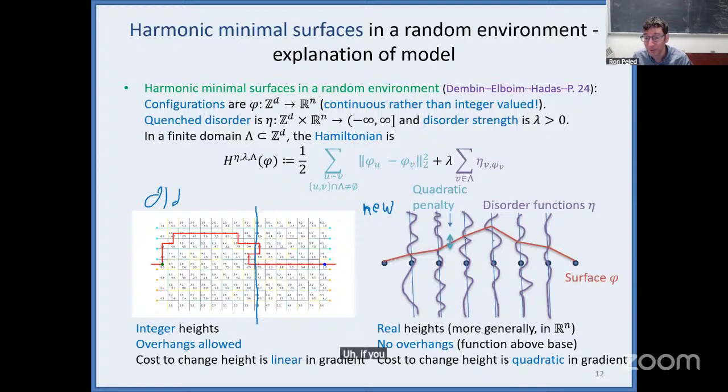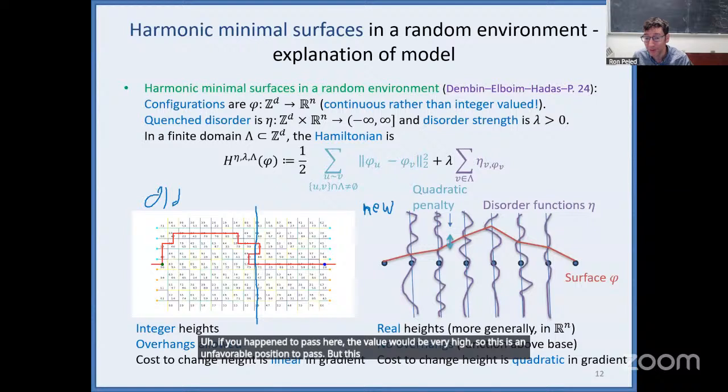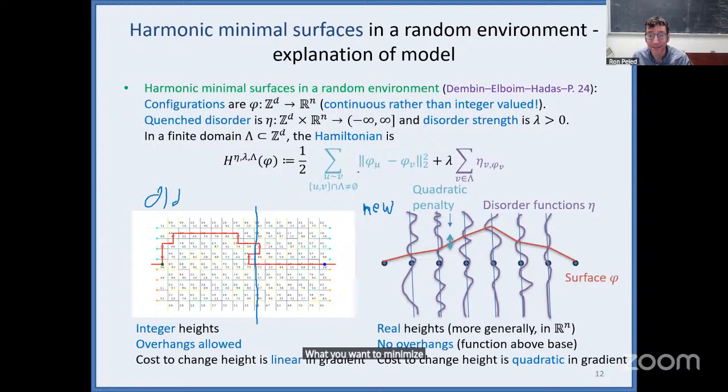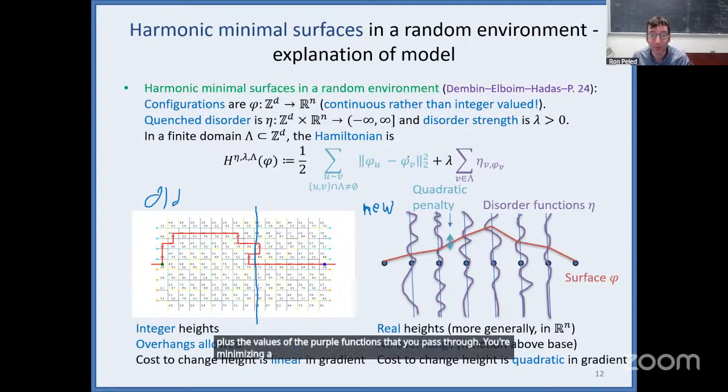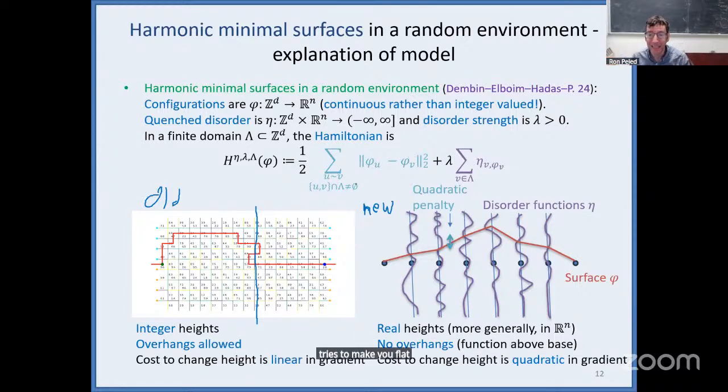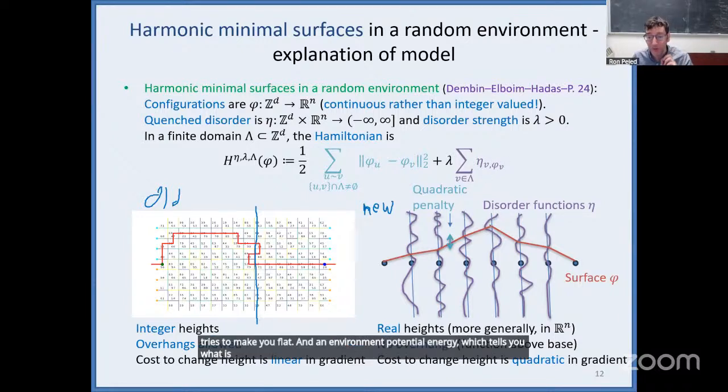If you happened to pass here, the value would be very high. So this is an unfavorable position to pass. But this is a pretty favorable position because the value is low. What you want to minimize is this quadratic cost of changing plus the values of the purple functions that you pass through. You're minimizing a sum of an elastic energy which tries to make you flat and an environment potential energy which tells you what is the cost of passing through the position that you go through.